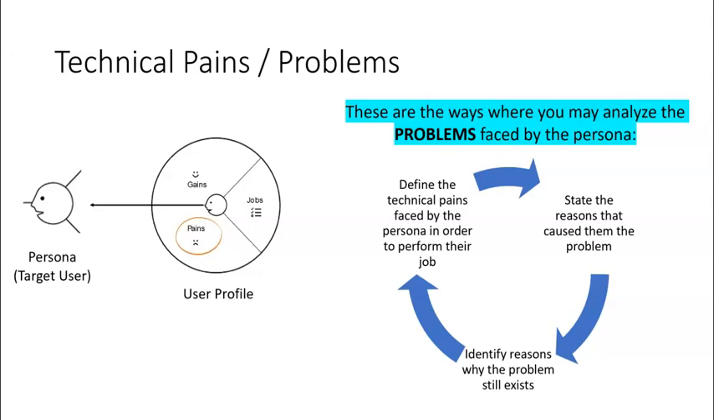So these are the ways where you may analyze the problems that are being faced by the persona. First, you have to define the technical pains faced by the persona in order to perform their job. Next, you have to state the reasons that caused them the problem. And finally, identify reasons why the problem still exists.